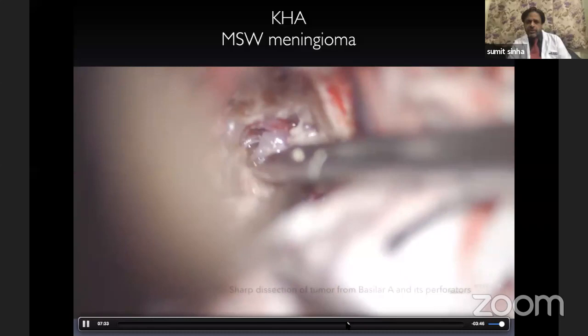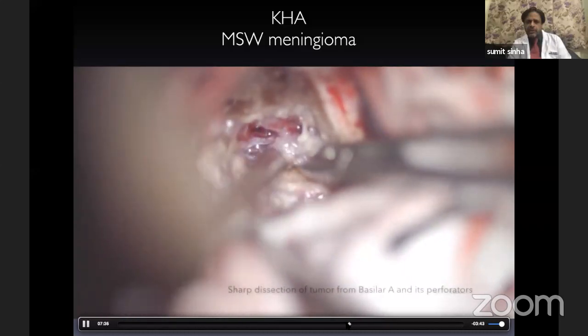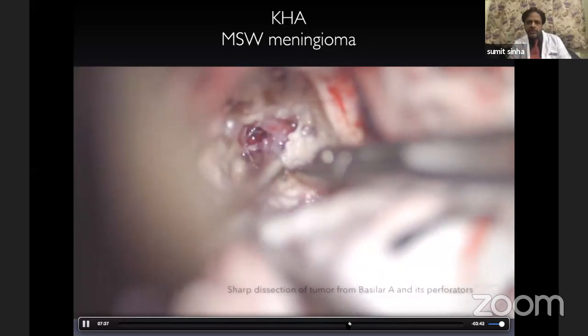And doing a sharp dissection here. And there you see the basilar artery and the perforators, and the tumor being separated from the perforators of the basilar artery over here. A sharp dissection here separates without any possibility of injuring the perforators or the basilar artery. So sharp dissection is very essential in there.